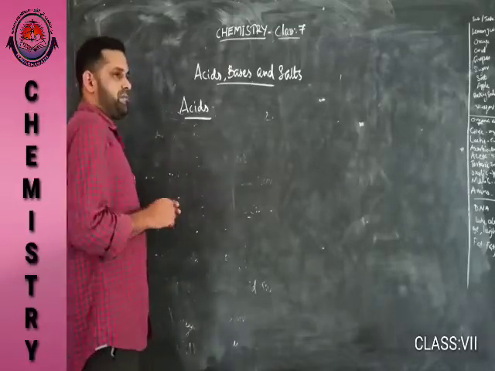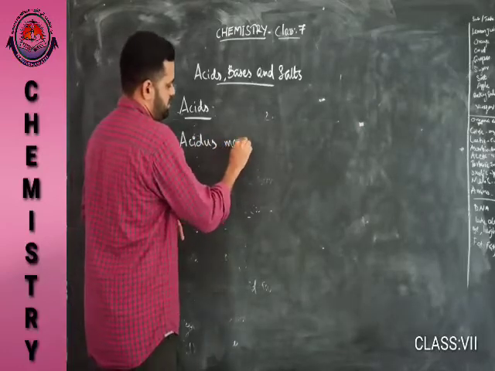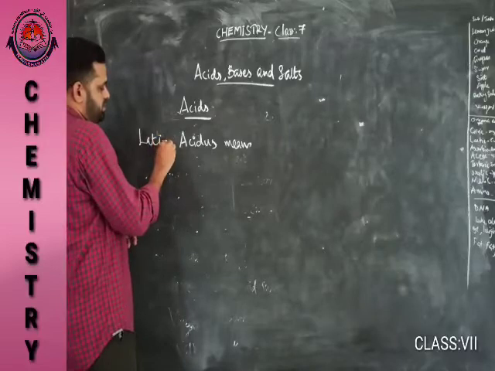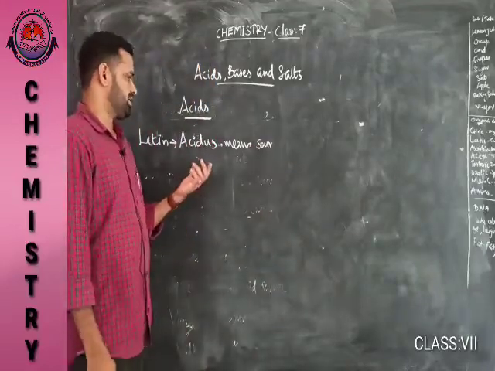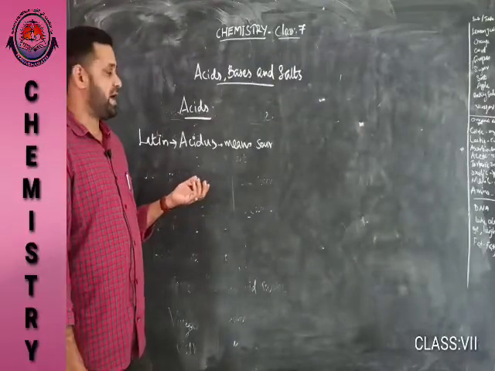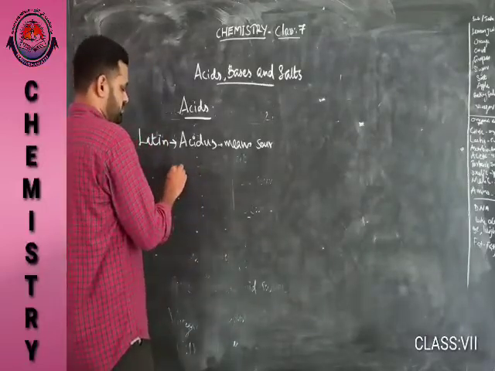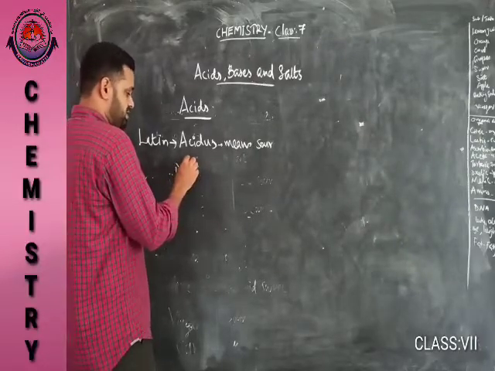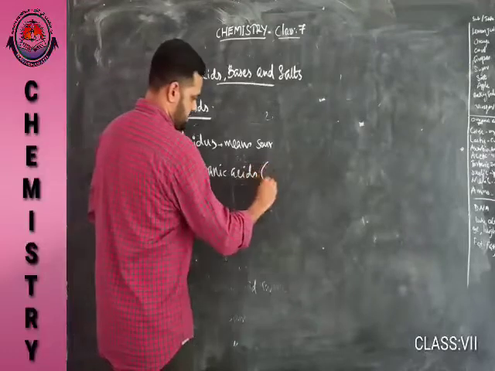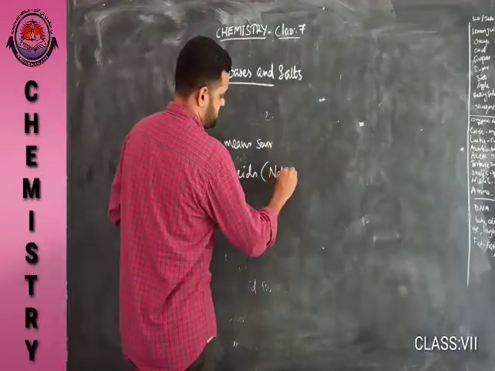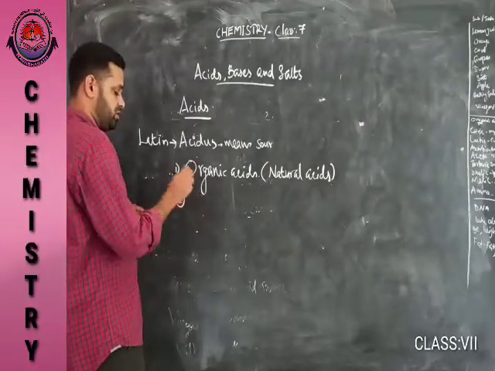Then this word acid is derived from the Latin word acidus, which means sour. It means sour in taste. And a number of acids are there. So acids can be further classified into two types. The first one is natural acids, or otherwise called organic acids. Organic acids, or otherwise known as natural acids. And the second one is inorganic, or otherwise called mineral acids.